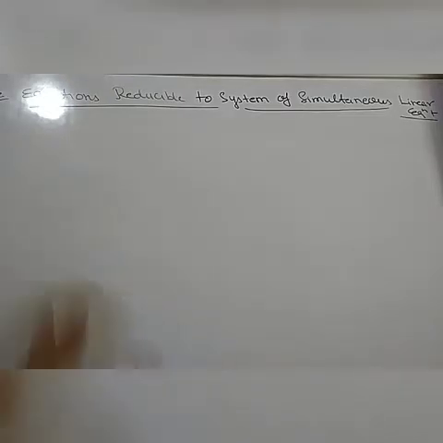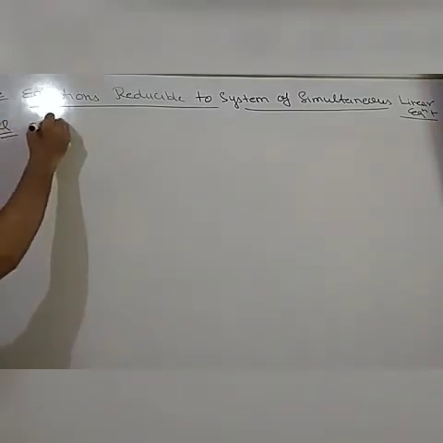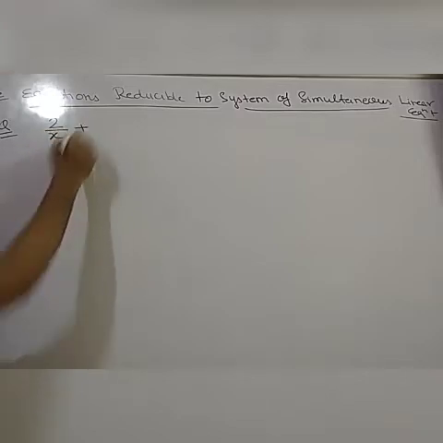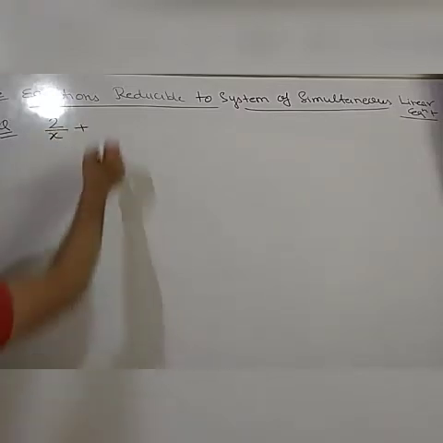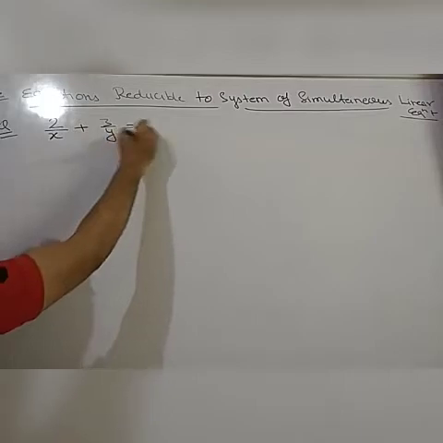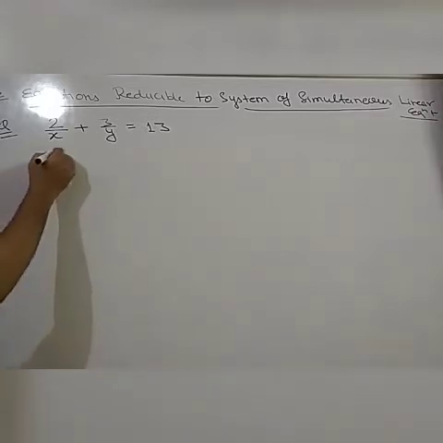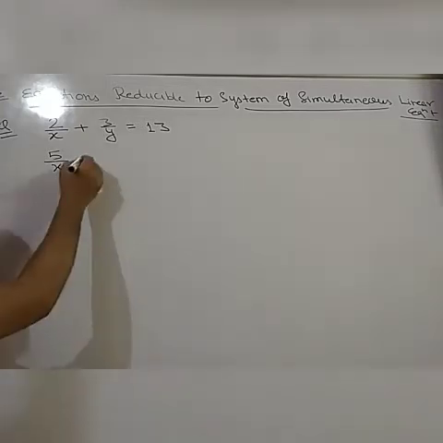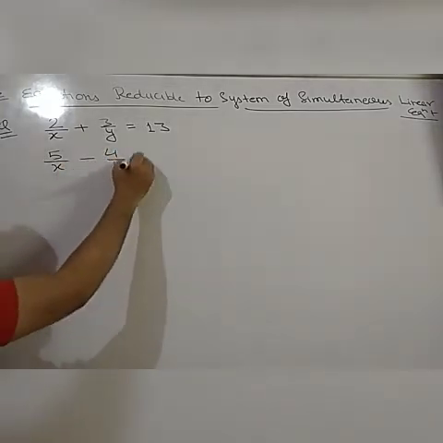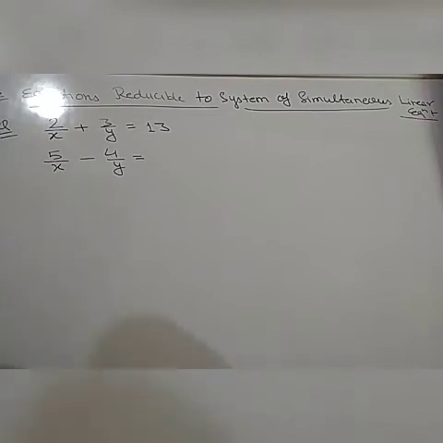Suppose we are given a question: 2 upon x plus 3 upon y is equal to 13. And the second equation is 5 upon x minus 4 upon y is equal to minus 2. So these are the equations which you have been given.